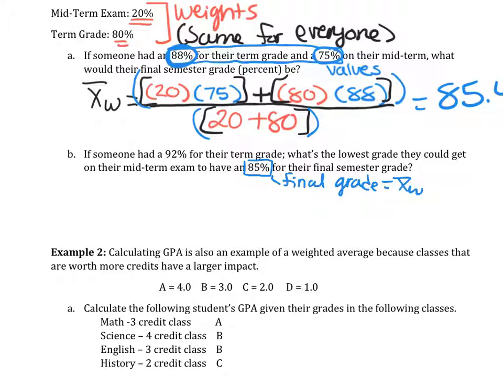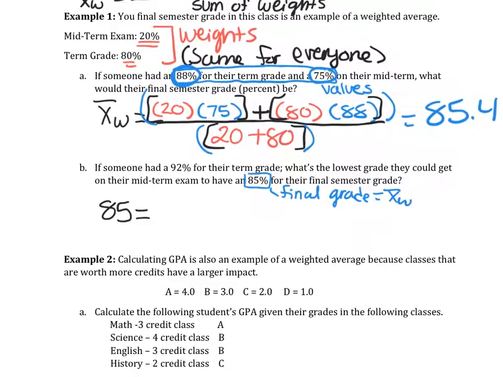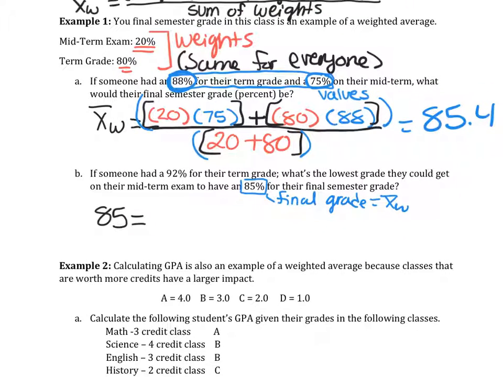So when we set up our equation, we will have 85% equals, and then the midterm exam, again, the weight is 20%, so we'll have our 20 times X, times a grade on the midterm. We don't know what it is.